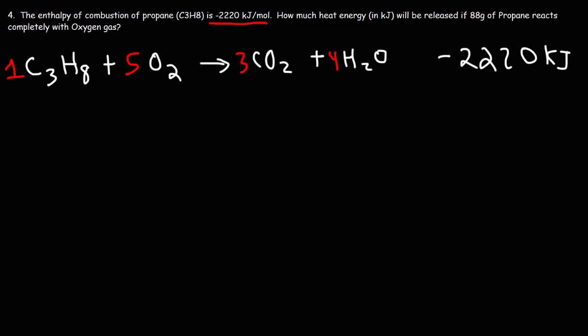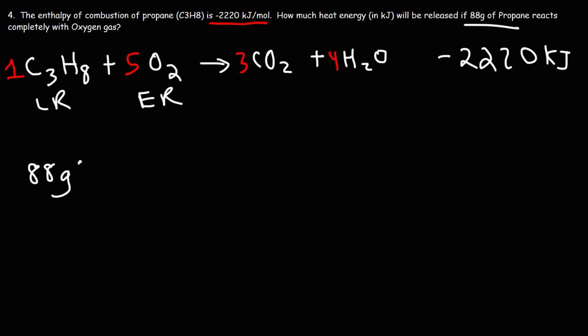So let's put this into practice. Let's work on this problem. We want to know how much heat energy is released if 88 grams of propane reacts completely with oxygen gas. So that tells us that oxygen is the excess reactant. Propane is the limiting reactant. So we need to focus on the limiting reactant to get the right answer.